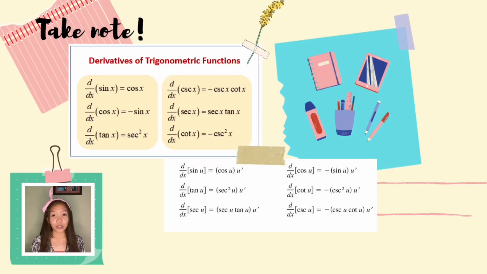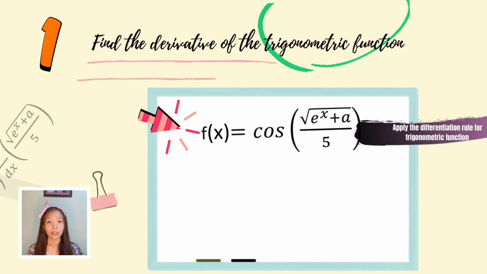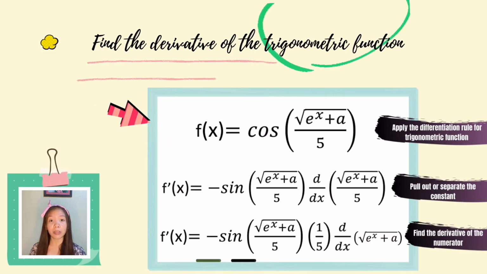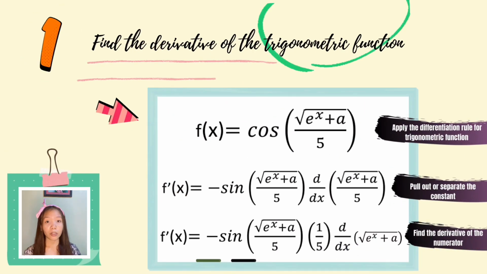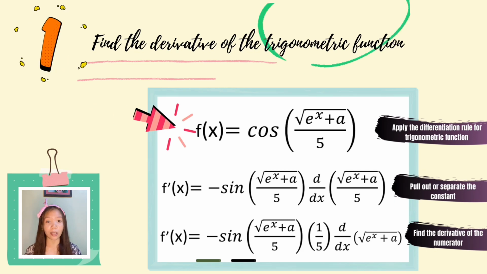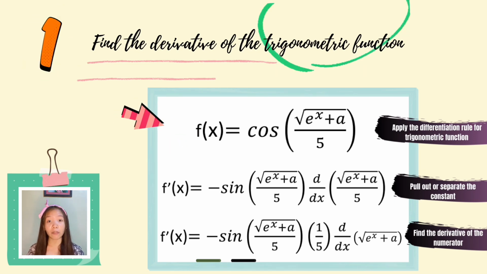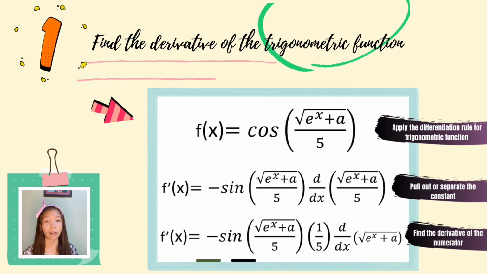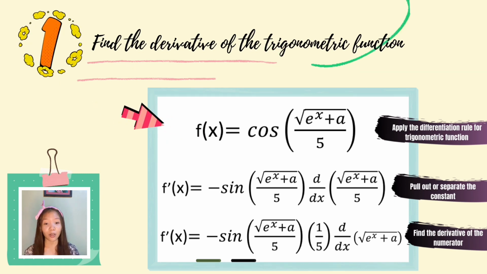Just to give you short information about the derivatives of trigonometric functions, you need to take note that you have to memorize or at least familiarize this one. So the first problem that I prepared is f(x) equals cosine of the square root of e to the power of x plus a, all over 5. Assume that a is a constant.